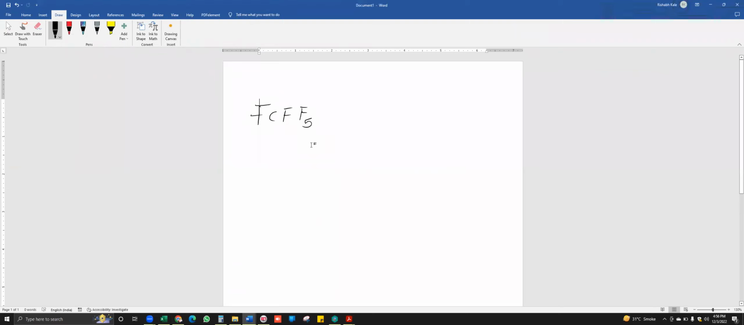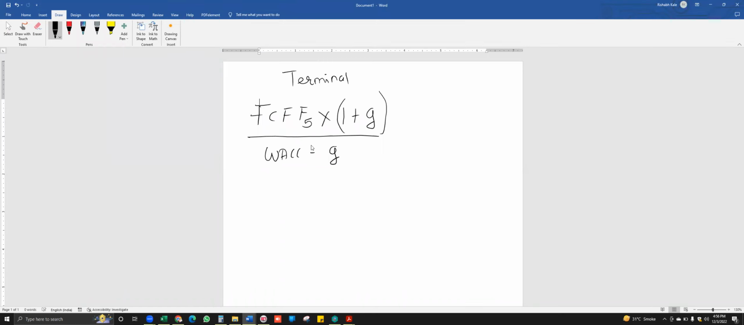FCFF in year 5 into 1 plus growth rate, okay? That is your constant growth rate, divided by WACC minus G. This is your terminal value. This is what you need to know. FCFF, the terminal value. This is the only thing that was not there in our school. Just write this somewhere. 5, whatever your focus.